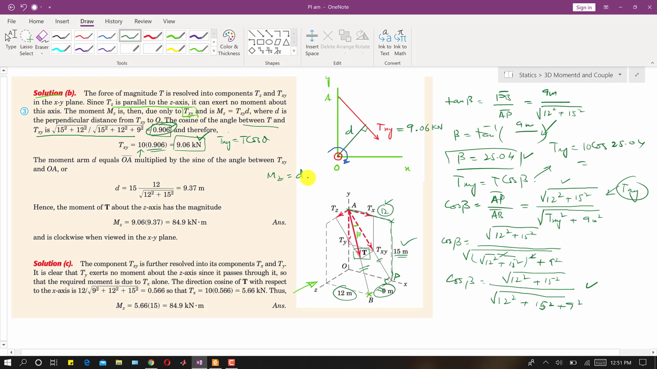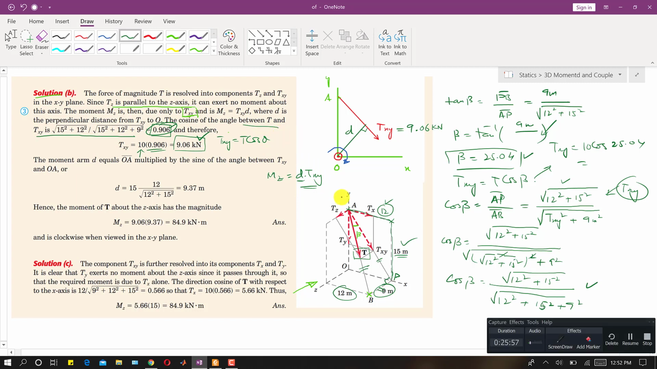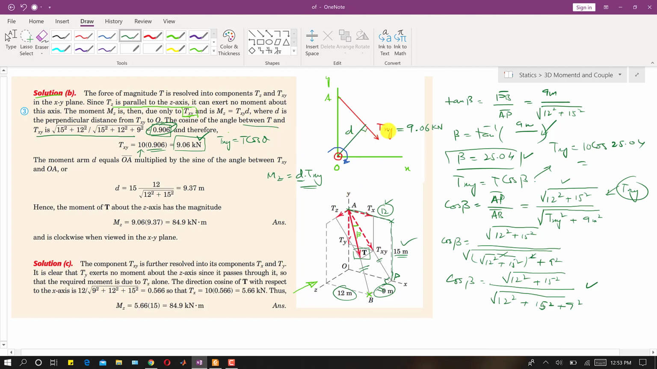So T, D perpendicular distance into Txy, right? To find this perpendicular distance of Txy from this O point, we need to have this theta, right? So then we will be able to find this D, right? And we know this OA distance. So what is that OA distance? That OA distance is 15 meters, right? So I can write that this is 15 meters. And now if we know this theta, then we will be able to find this D using this diagram. So then this D will be 15 sine of theta, right?